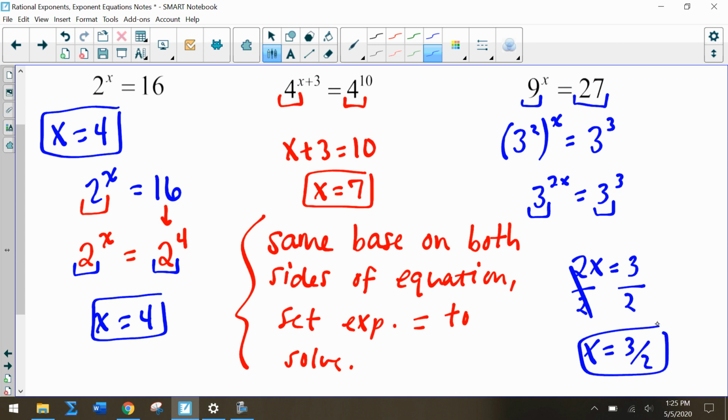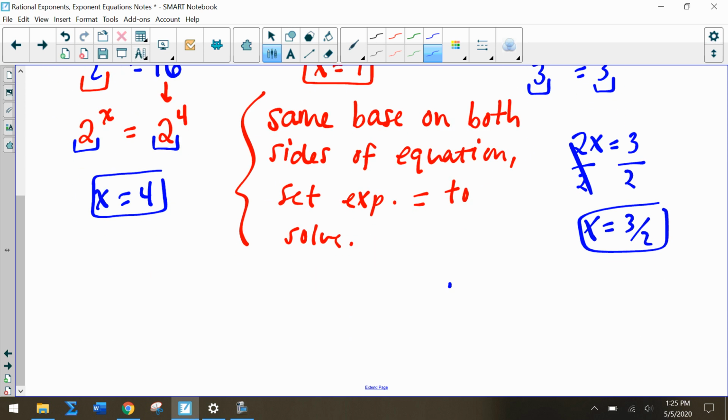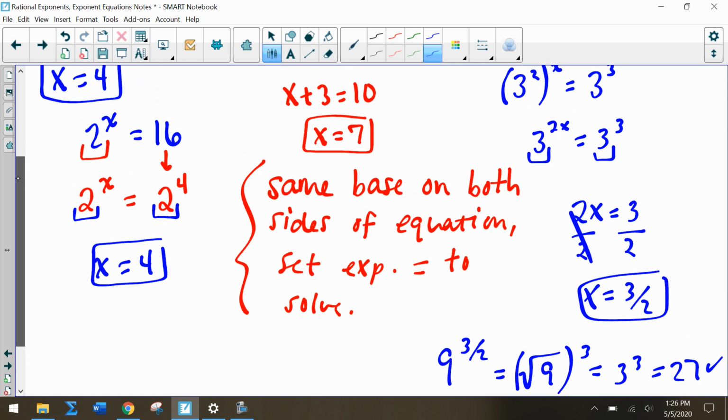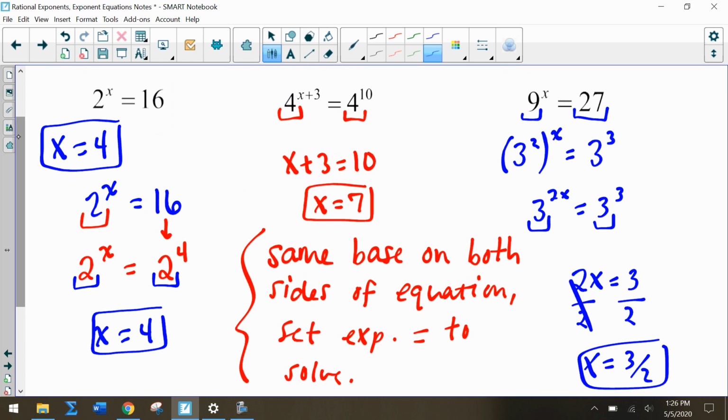Okay? So what that's saying is 9 to the 3 halves, does that give us 27? So remember, this is the power, that's the root, so we have the square root of 9 to the third power, so we get 3 to the third, that gives us 27. Okay? So you may have to break down these numbers into smaller bases.